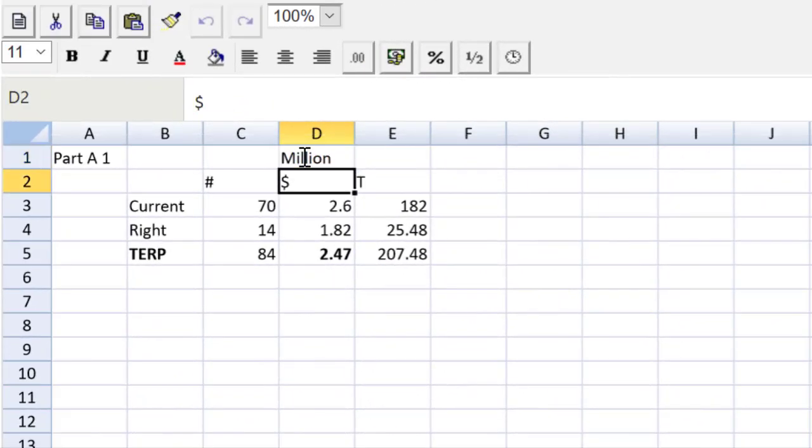Now, let's go down to part A2. In part A2, we're trying to get the value of the right per share. So let's take this step by step. Let's get the theoretical ex-rights share price, right? So we get the TERP, which we have from working one. Then we can get the price, the rights issue price.